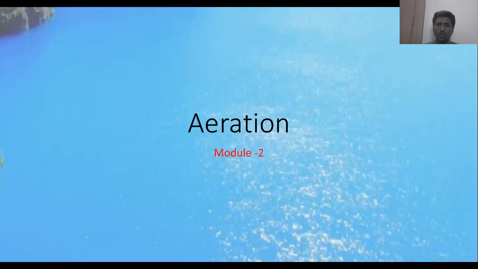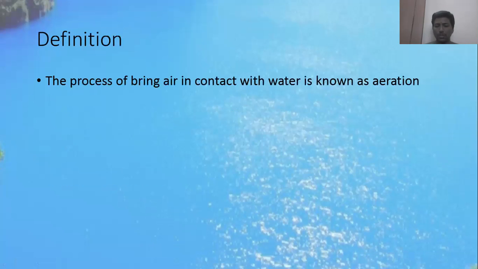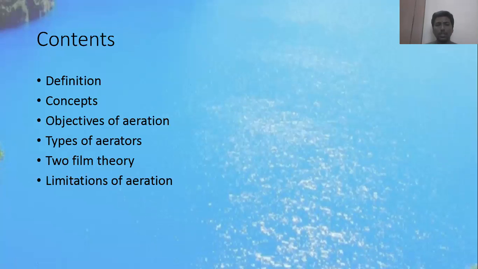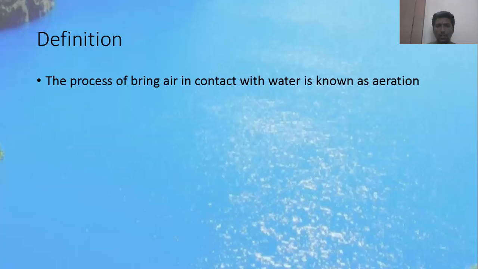Okay. Let us get to know, one by one, the concepts related to aeration. So moving on to the first bit, the definition of aeration. What is meant by aeration? So these are the contents of the presentation. One by one, it is related to the definition, concepts, objectives of aeration and types of aerators, and finally the two film theory, and later on the limitations of the aeration process.